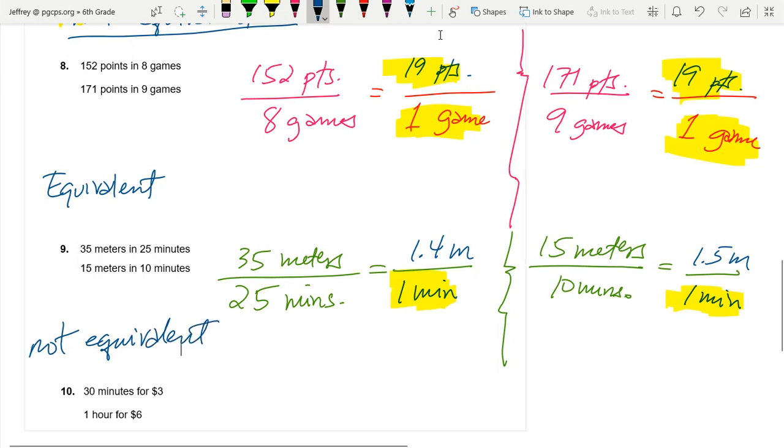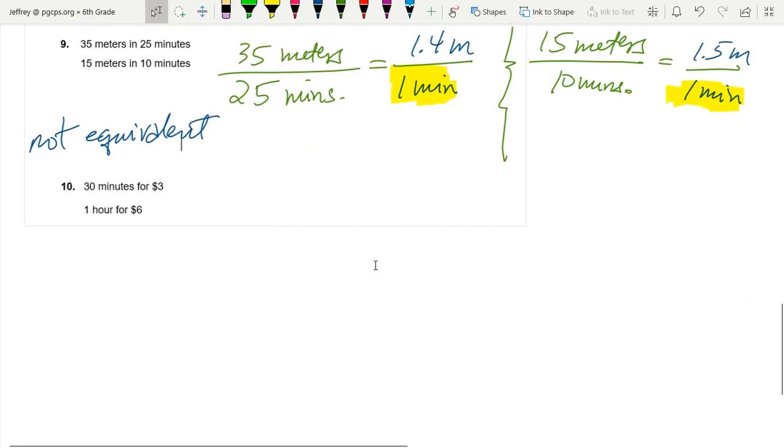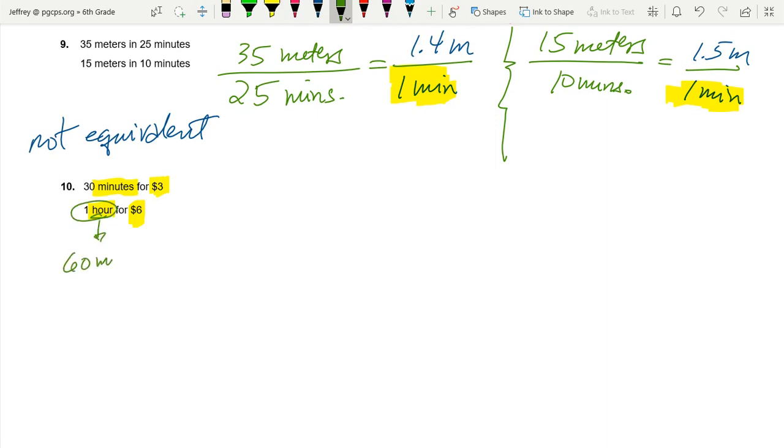Okay, now let's do the last number. So the last one says 30 minutes for $3 and 1 hour for $6. Now remember, when you compare rates, the units should be the same. So this is in dollars, so we're okay. Both are in dollars, but the one is in minutes and the other one's in an hour. So we need to change either the 30 minutes into hours or the 1 hour into minutes. And we know that 1 hour is equivalent to how many minutes?